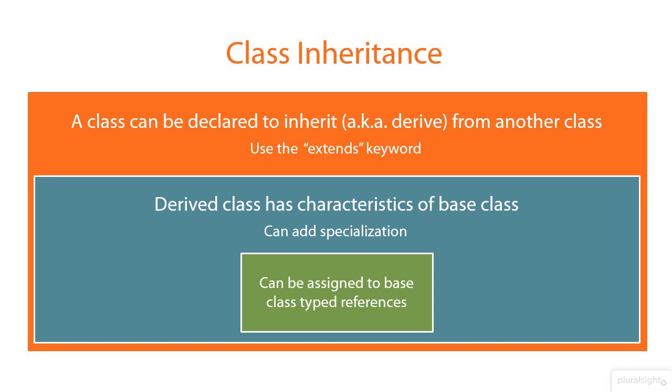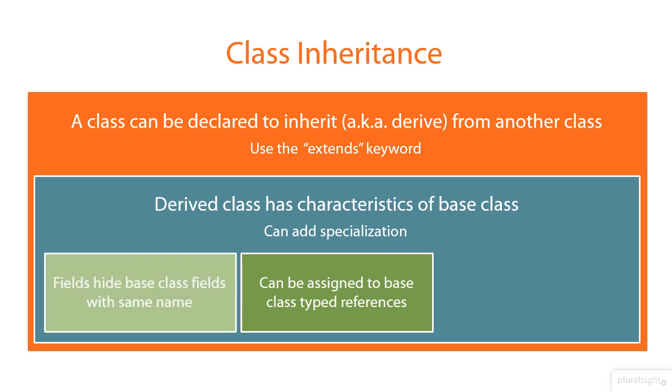When we're adding behavior to a derived class, that derived class can of course have fields, as we've seen. The thing is that if the derived class adds a field that has the same name as a field in the base class, it will actually hide the base class field. Let's see what that means.